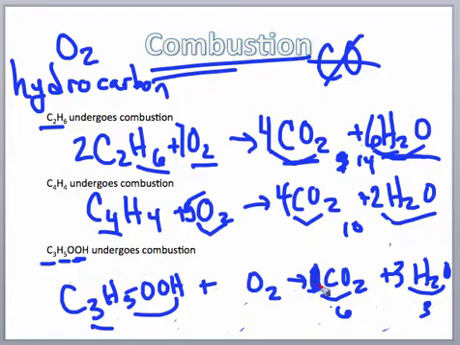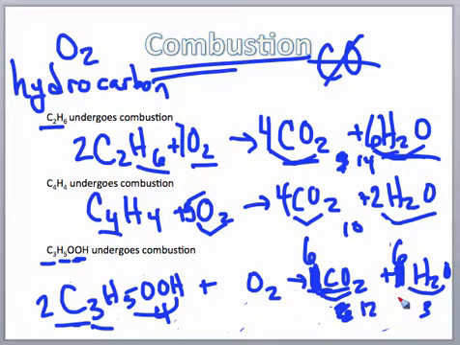So we're going to do that same thing where we make that a 6 and that a 6. Now we're going to put a 2 here to balance our carbons. We have 6 and 6. So now we have 4 oxygens here. And on this side we have 6 times 2 is 12 plus 6, we have 18. So since we have 4 here, we need another 14, so if we put a 7 there, that one balances.